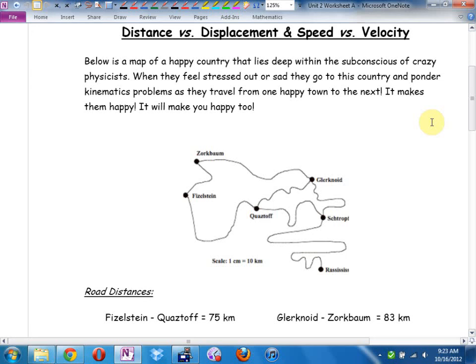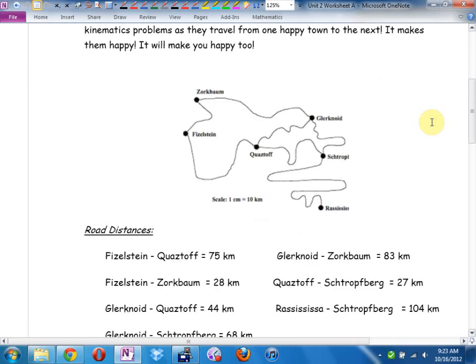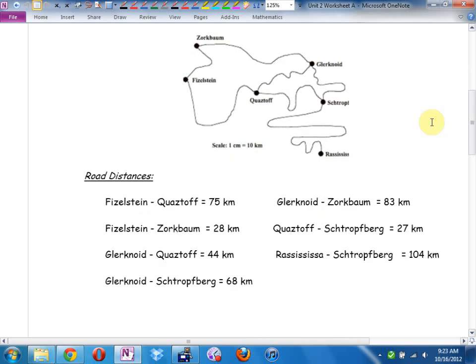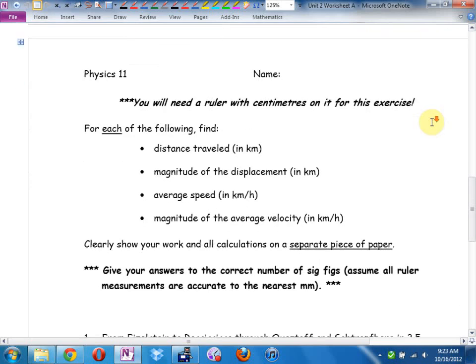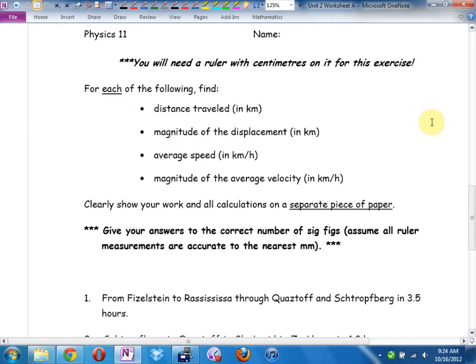What I have here is a bunch of towns, and I've given you the distances in kilometers that the curvy roads are. I made them up. I didn't actually crunch the numbers, but the numbers are reasonably accurate. And then I told you on this map, scale 1 centimeter equals 10 kilometers. And this is where you're going to have to use your ruler. So on the back page, it says for each of the following, find the distance traveled in kilometers. So the distance is going to be the road lengths.